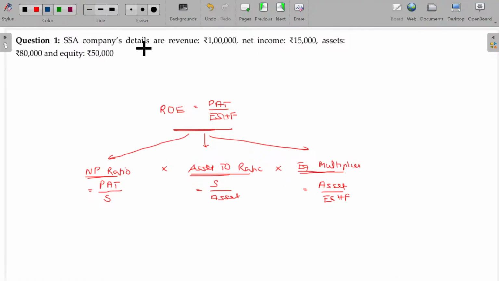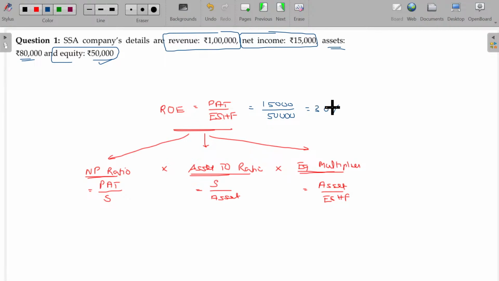SSA Company Limited, the company's details are given here. Revenue being 1 lakh, net income PAT being 15,000, assets being 80,000, equity being 50,000. So ROE being PAT 15,000 and equity shareholders' funds being 50,000, so 30%. And applying PAT by sales, PAT being 15,000, what about the sales here? 1 lakh. So your profit after tax is only 15%. Only 15%. Is that okay?